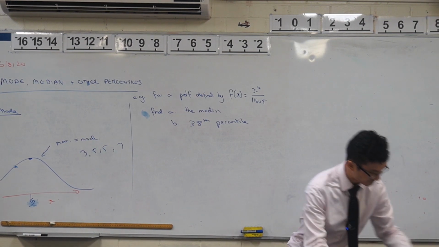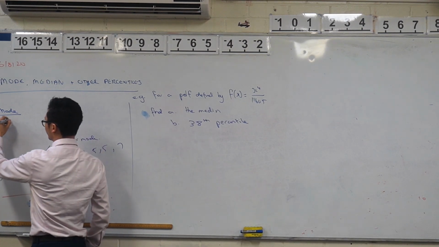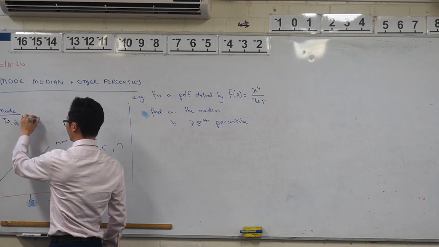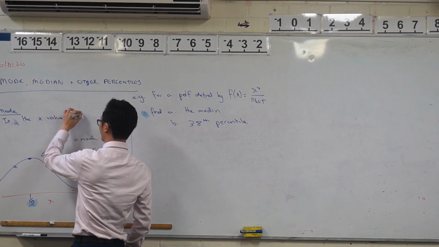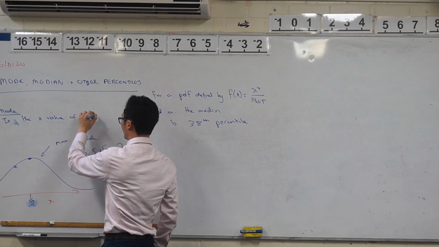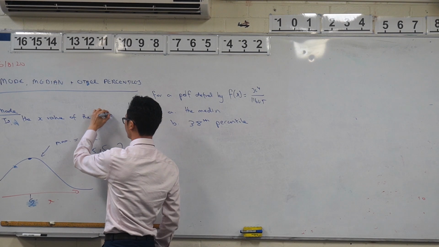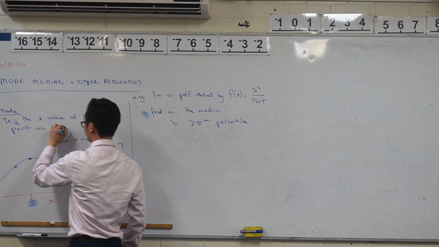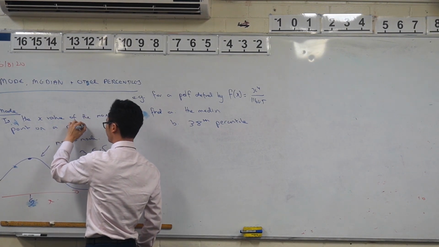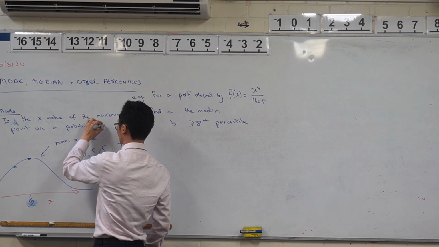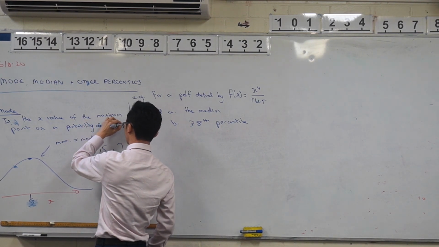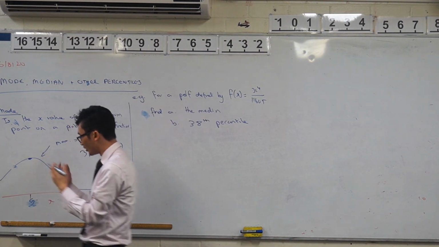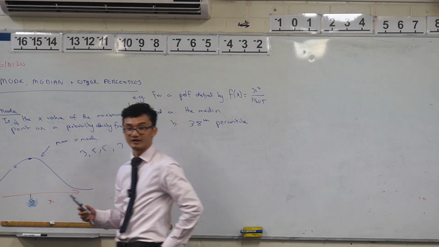So the mode is the x value of the maximum point on a PDF. The mode is the one that occurs the most often, right? But in terms of our function values, it doesn't really make sense to ask what's happening the most often here. Well, we look at what's the highest point. That's the idea behind it, okay?